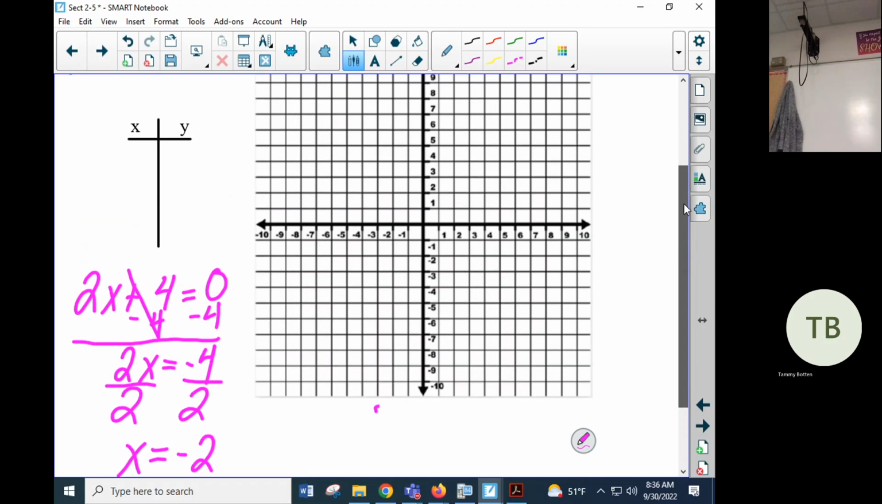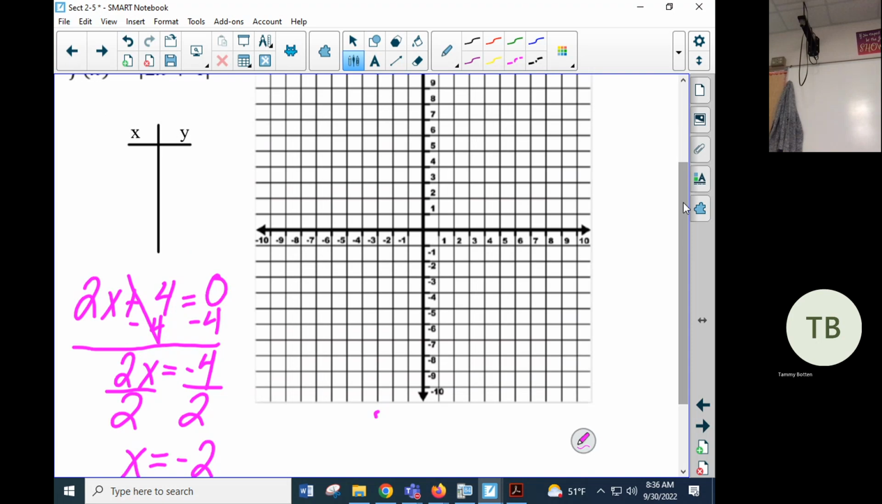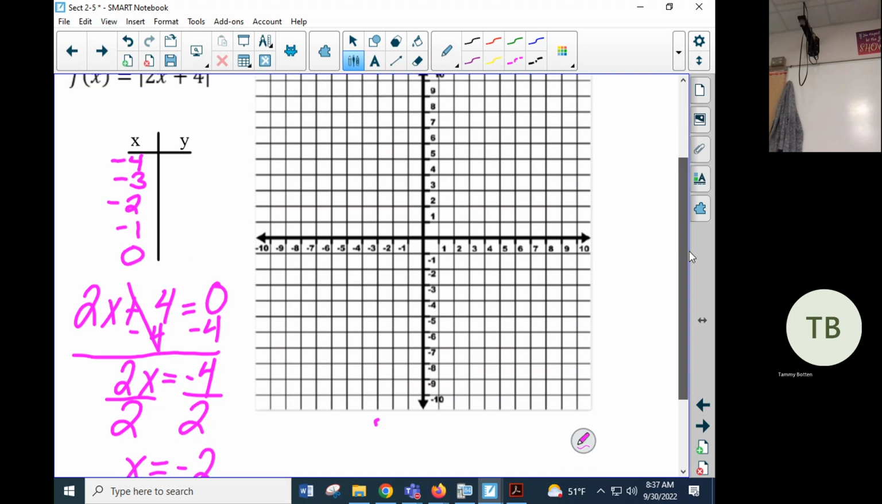So what we do then is when we're picking our points, whatever we get for X goes kind of in the middle. And then you want to pick 2 points that are less than -2 and 2 points that are bigger than -2. I personally just do the next 2 numbers, but you could do any numbers less than -2 and any numbers bigger than -2. So bigger than -2 would be -1 and 0. And now those are the points that we're going to try in there.